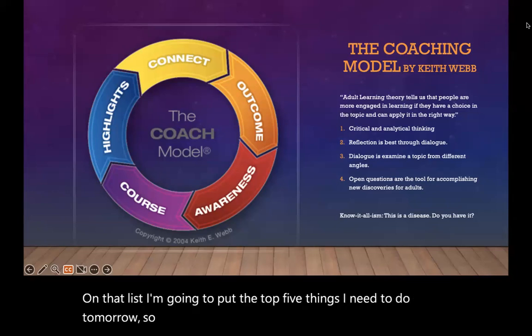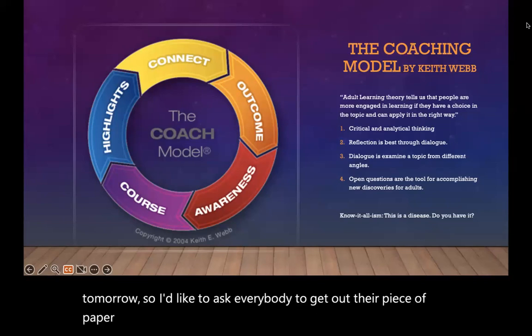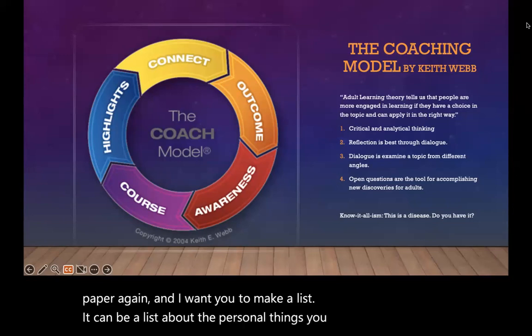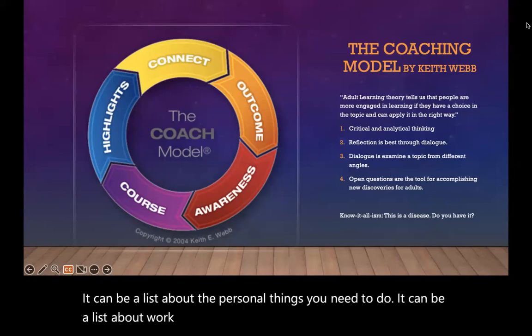So I'd like to ask everybody to get out their piece of paper again, and I want you to make a list. It can be a list about the personal things you need to do. It can be a list about work tomorrow. Make a list.